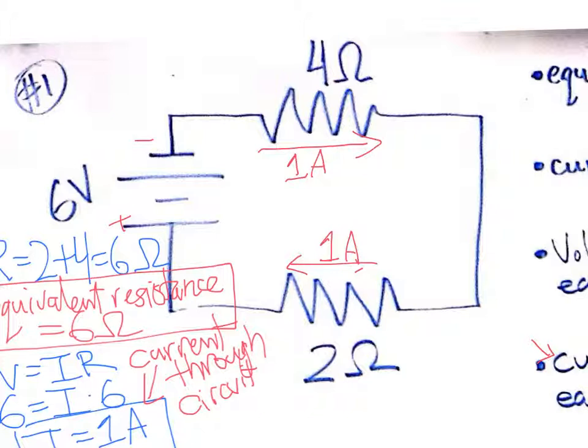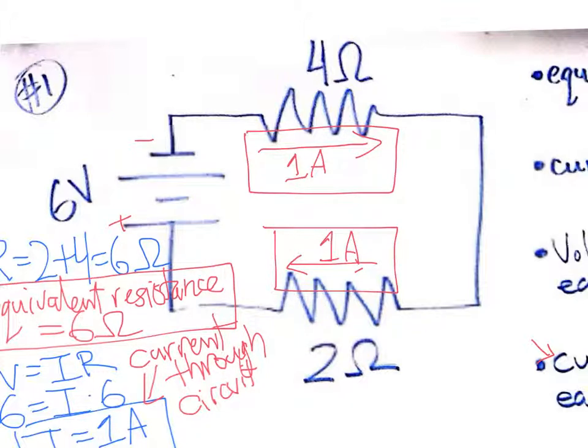Number 4, the thing we're finding is current through each resistor. So we could say that the current through this resistor is 1 amp, and we can say the current through this resistor is 1 amp. We know that because if you picture the electrons going through here, and then moving along the wire and then going through here, everything that passes through here has to pass through here in order to get back to the battery. So they're going to have the same current, okay?